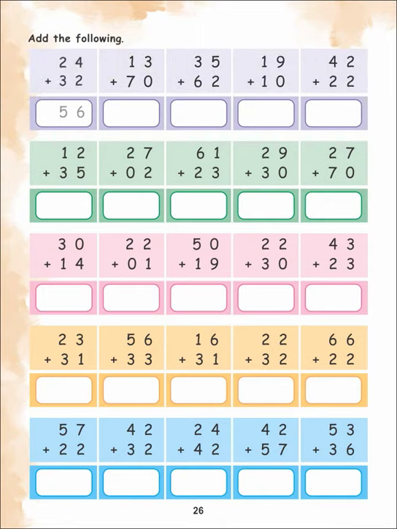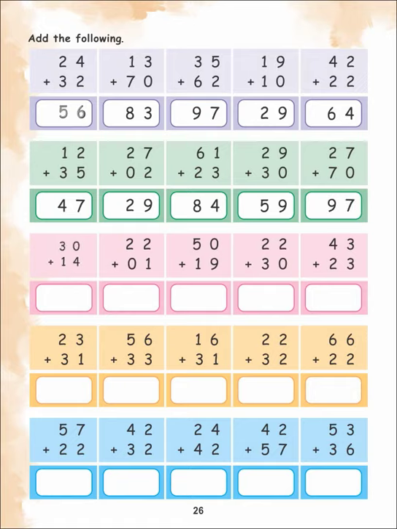Add the following. 24 plus 32, 56. 13 plus 70, 83. 35 plus 62, 97. 19 plus 10, 29. 42 plus 22, 64. 12 plus 35, 47. 27 plus 2, 29. 61 plus 23, 84. 29 plus 30, 59. 27 plus 70, 97. 30 plus 14, 44.